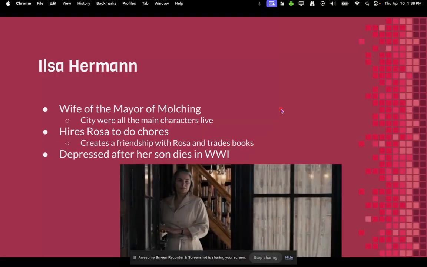Then we have Ilse Hermann. That is the wife of the mayor of Molching. Molching is a city where all the main characters live. She hires Rosa to do chores and creates a friendship with Rosa and trades books. And she is very depressed because her son died back in World War One.